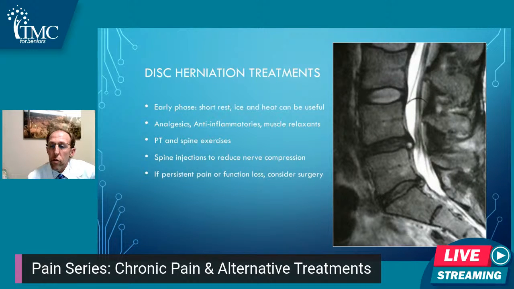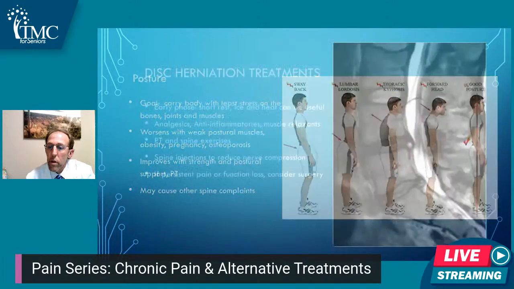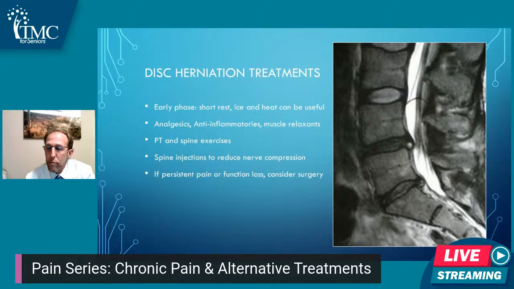Early, we start with rest. Ice and heat can be useful after the acute phase. The analgesics, the anti-inflammatories, and muscle relaxants are also an option. Physical therapy and spine exercises may improve symptoms as well. The spine injections can allow all of these to improve at a faster pace at times, especially with acute disc pain. And if necessary and we are losing function, we would consider surgical options.